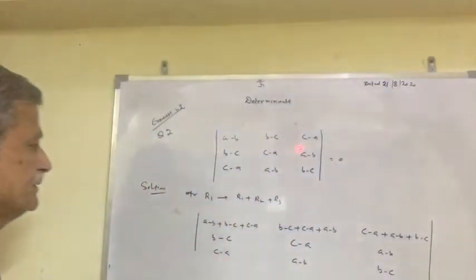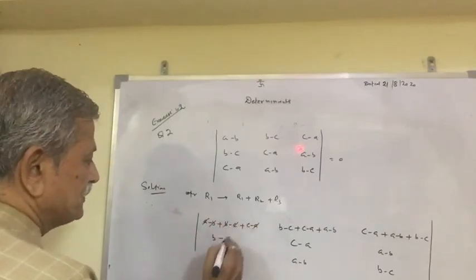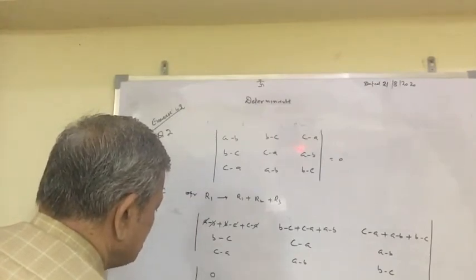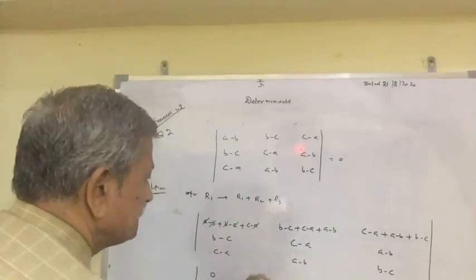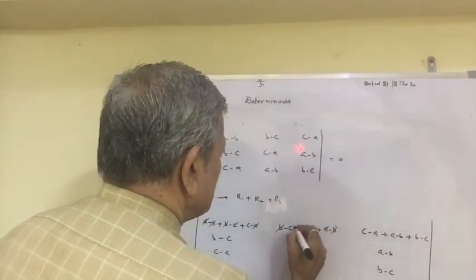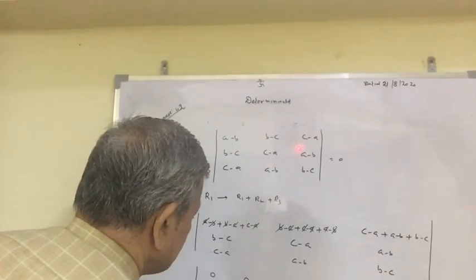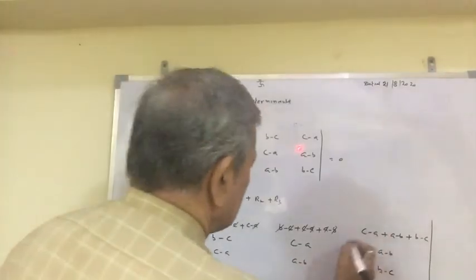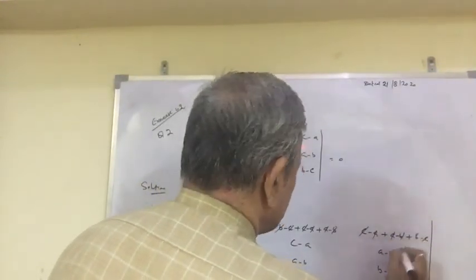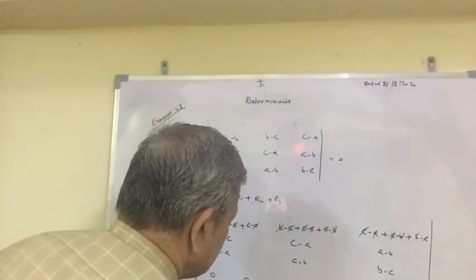Now I'll use this. See, b goes off, a goes off and c goes off, so your value will become 0, b minus c, c minus a. Here also b goes off, a goes off, c goes off. Your value goes to 0, so 0, c minus a, minus b. Now here c again goes off, a again goes off, b again goes off. This gives you 0, a minus b and b minus c.